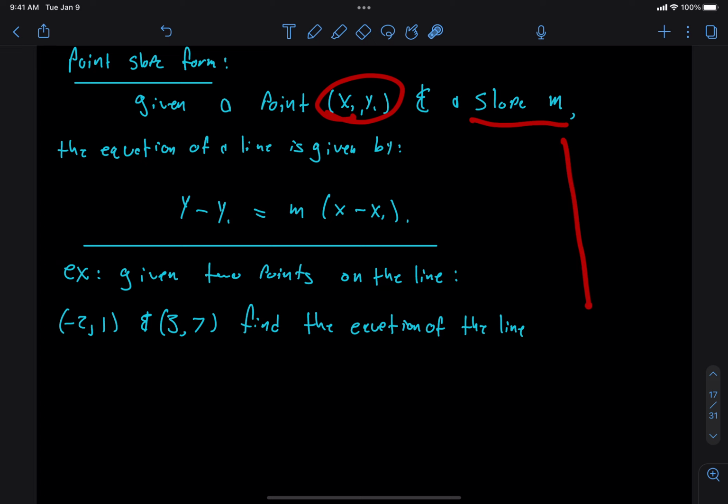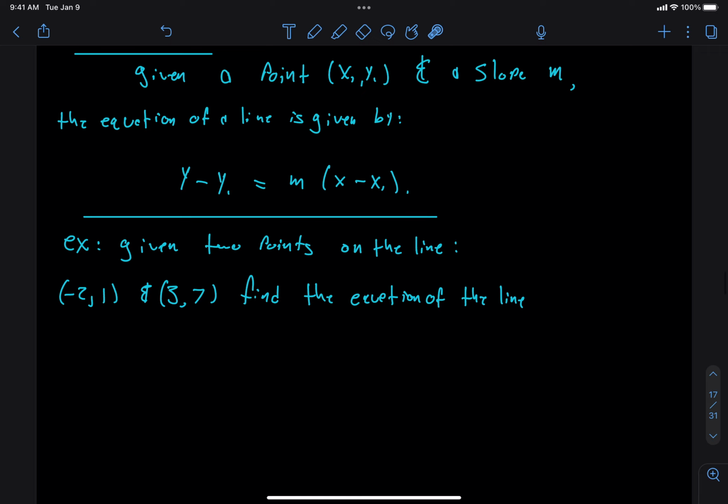They tell me one point in space that the line is going to pass through, and they tell me the angle with which it is passing through that point, or the steepness with which it is passing through that point. And with those two pieces of information, I can uniquely determine the equation of a line in the following way.